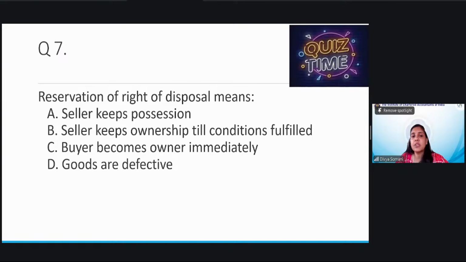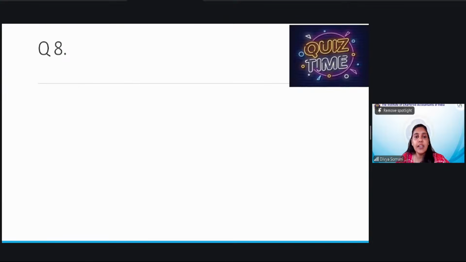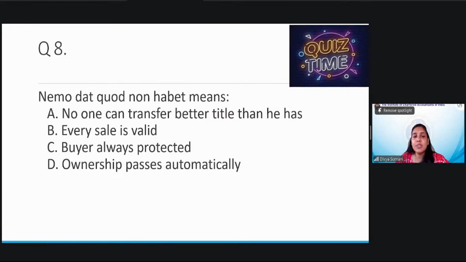Reservation of disposal rights. Any one of you remember the section? Section 25. Correct, Dakshita. Very right. Ananya, Samarth, all of you have given the correct answers. Even the section numbers you are remembering.